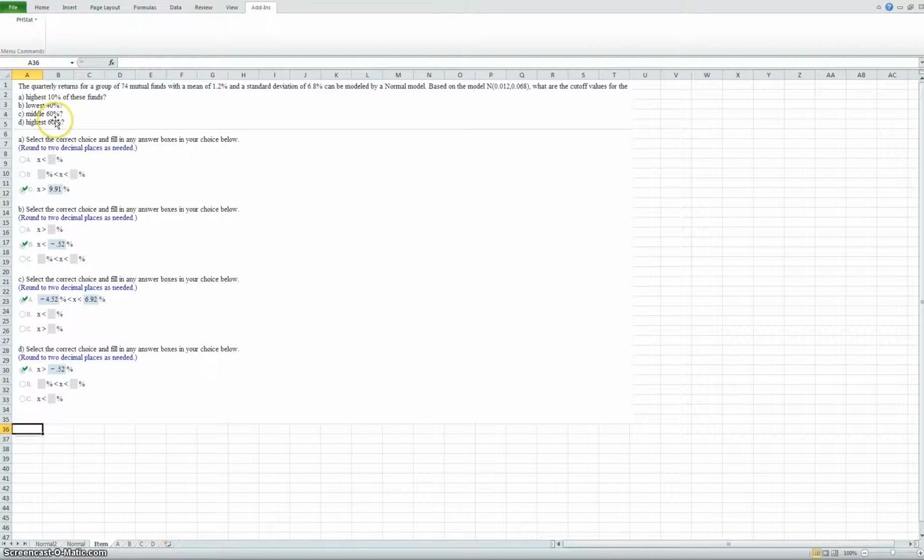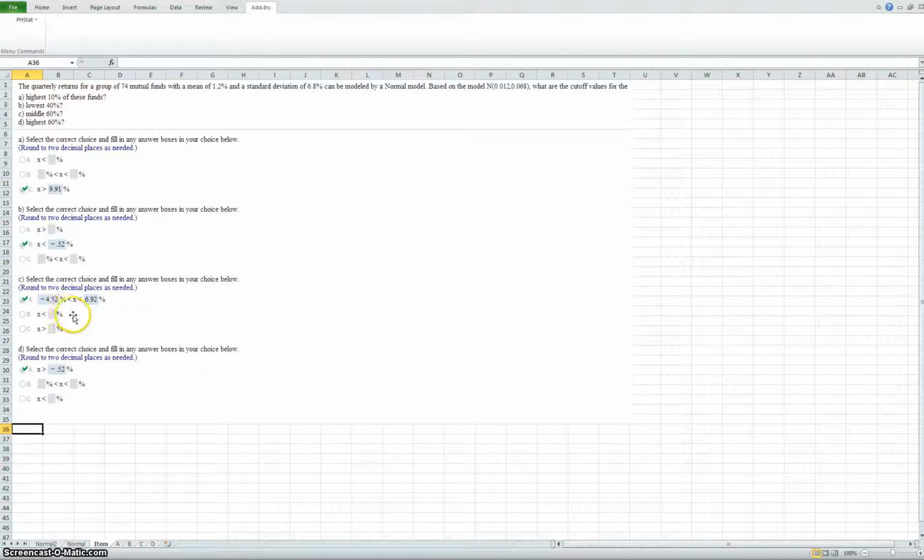Now D, we're going to skip C for a moment, is basically asking the same question but on the right side of the distribution. You would do exactly what you just did, except for the X value, now you see the caret here has changed from less than to greater than. Greater than, we're talking about the right side of the curve. Less than, we're talking about the left side of the curve.